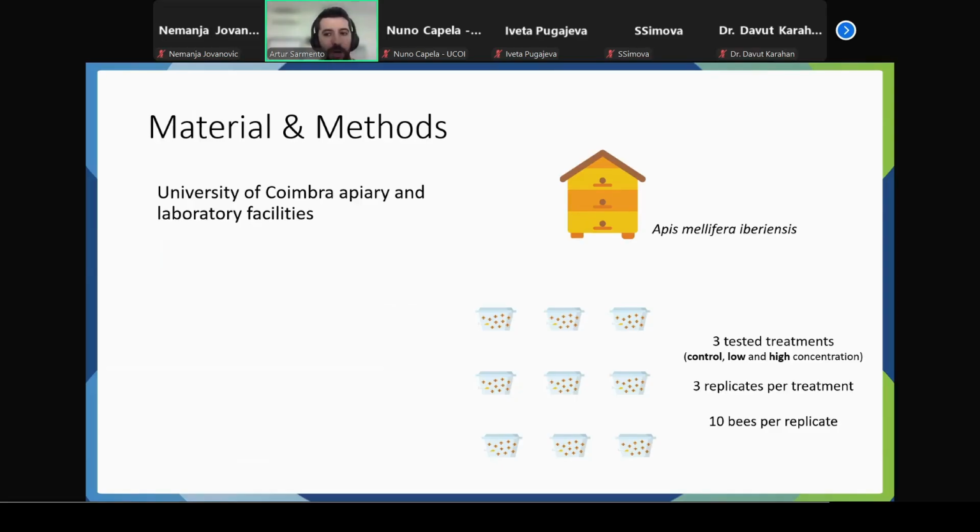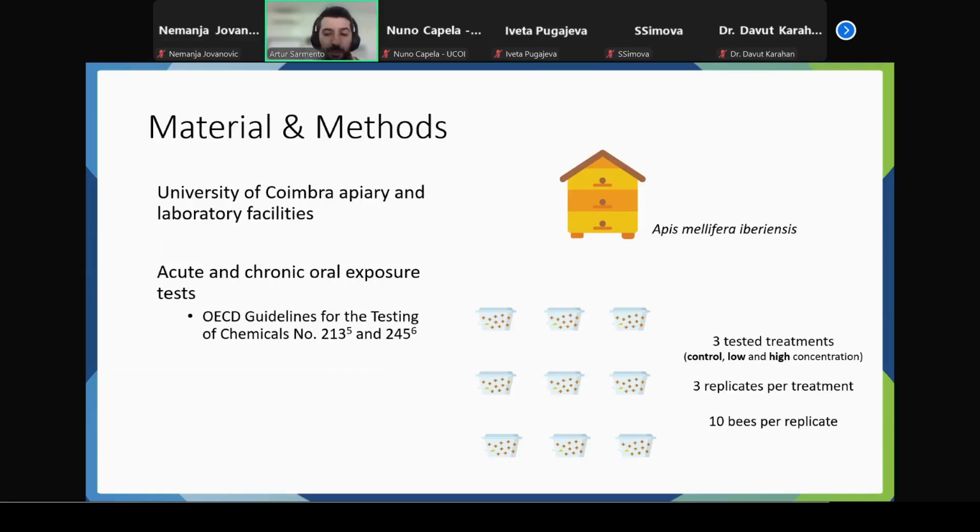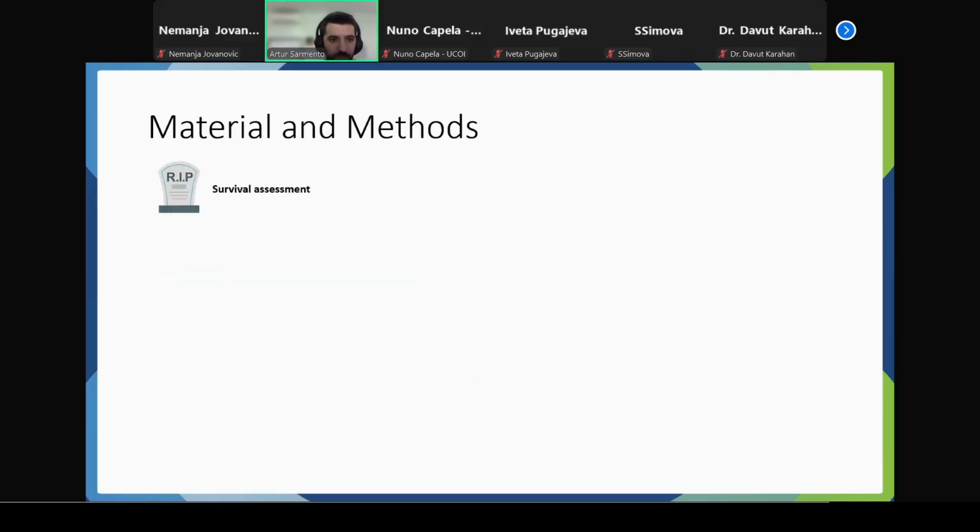Like I said, this was part of a bigger project. We tested many more treatments, but we selected these for this part because we didn't have enough budget to do the sequencing for all the treatments. The tests, the exposure, and the assessment of survival were based on the OECD guidelines for the testing of chemicals, namely acute and chronic oral exposure for honeybees.